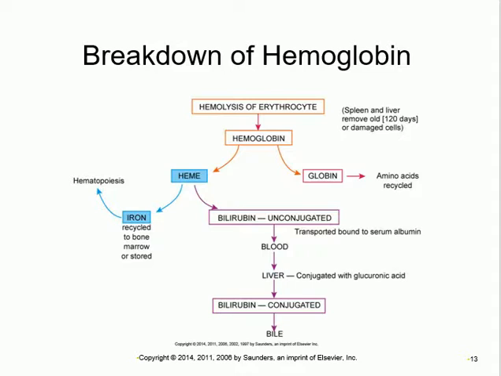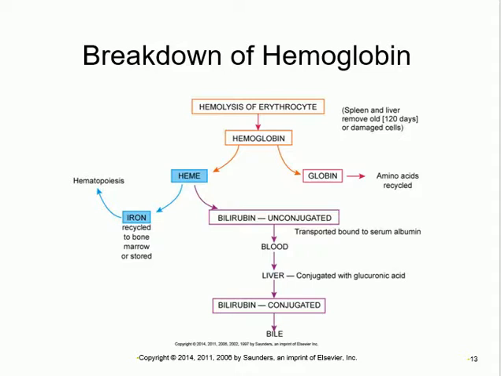Breakdown. So hemolysis is the breakdown of red blood cells. Hemoglobin will become heme and globin. Globin is recycled. Heme, the iron part, is recycled. The remnants become bilirubin. And bilirubin is yellow in color.